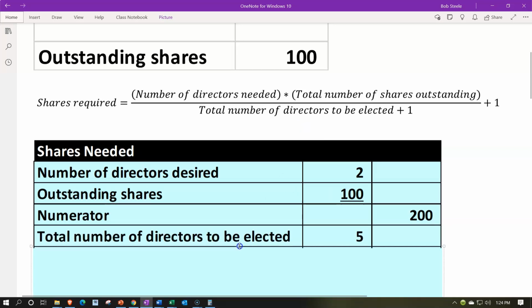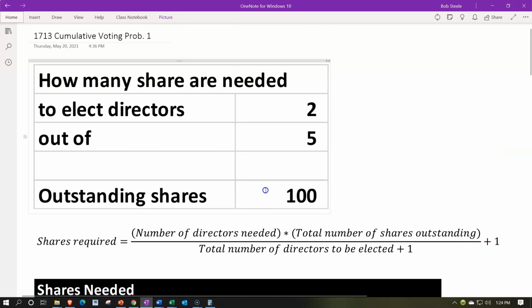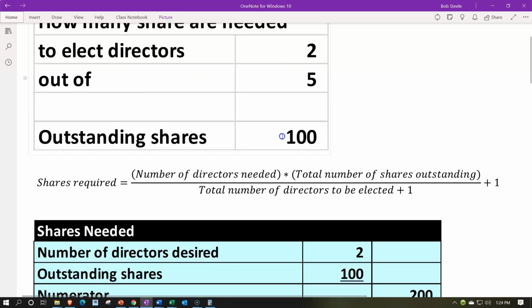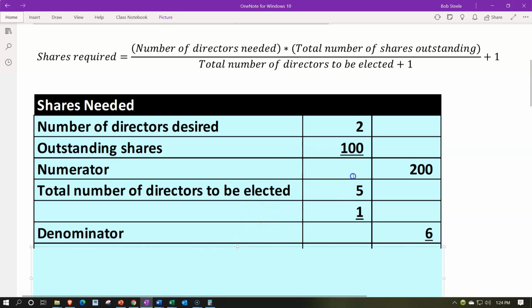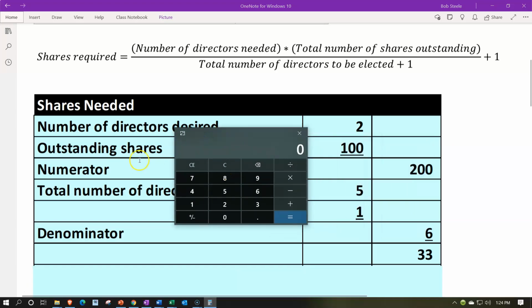The denominator is going to be the total number of directors to be elected plus 1. So the number of directors that are going to be elected here in our simplified problem is simply 5. So we have 5 directors to be elected. Then we're just going to add 1 to it, as it says in our calculation. That will then give us our denominator. 5 plus 1 is going to be the 6. We've got the 200 numerator, 6 in the denominator. That's going to give us our 33. Let's plug it in the calculator just for the fun of it. We've got the 200 divided by 6 gives us the 33.33.